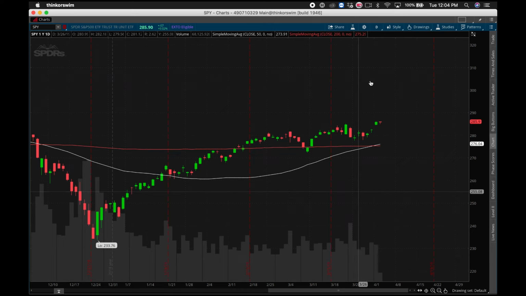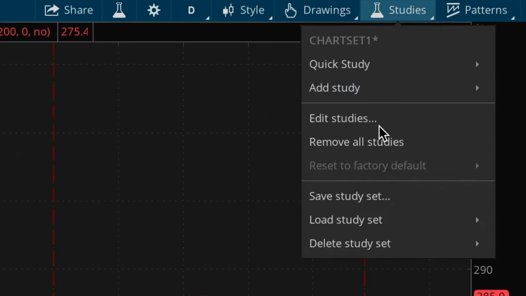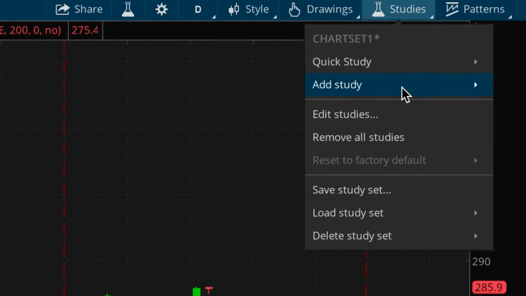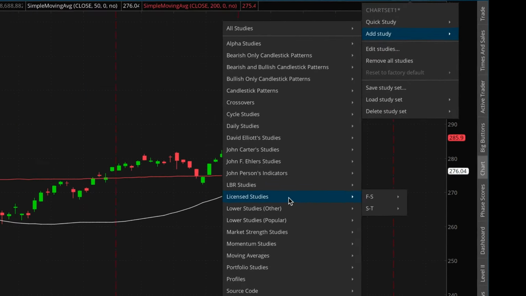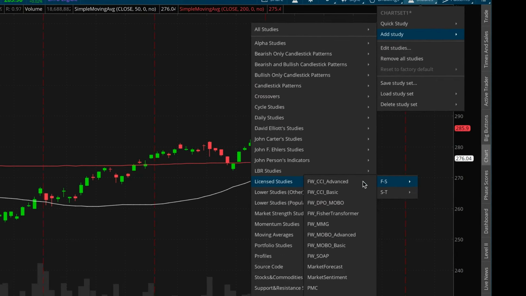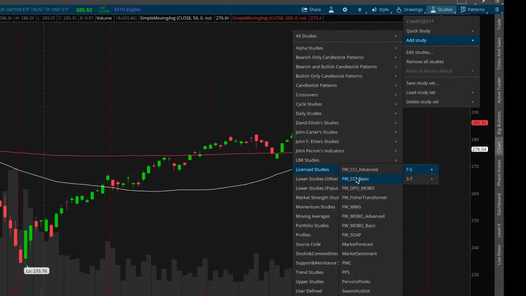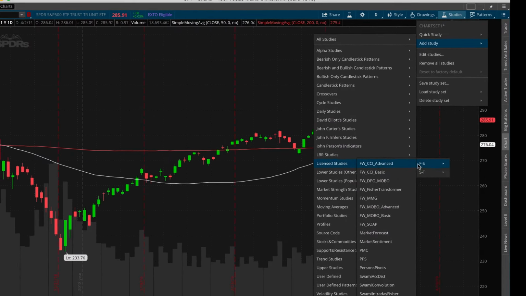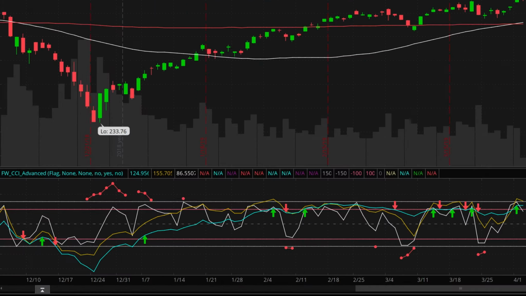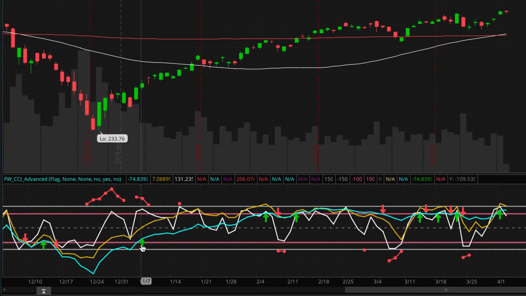And then when you understand it, you load them. So for example, let's go ahead and load. The first thing I did when I got started on Thinkorswim, I went through the license studies. Basically what license studies are, Thinkorswim paid a fee to have these on the platform. So obviously there's something here.